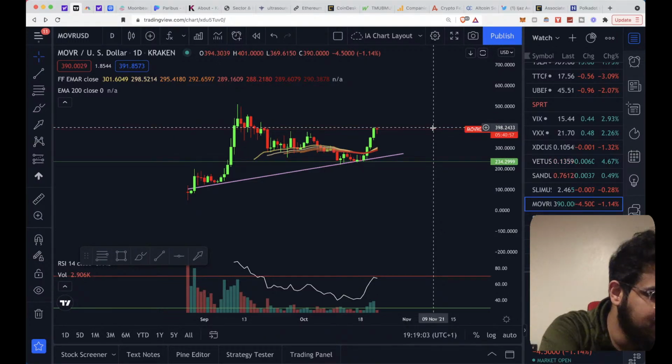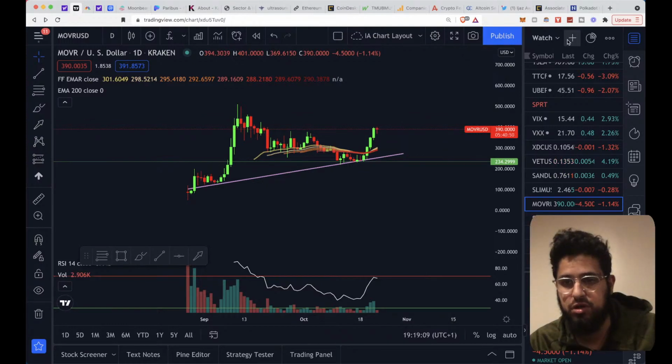So let's keep looking. What else? So we had Moonriver. Andrew, what you wanted, Moonriver. We've done that. Steve, Block is on an absolute tear today. Let's take a look at Block.